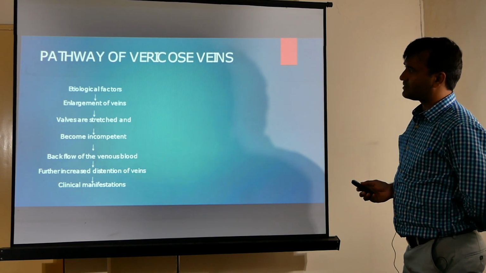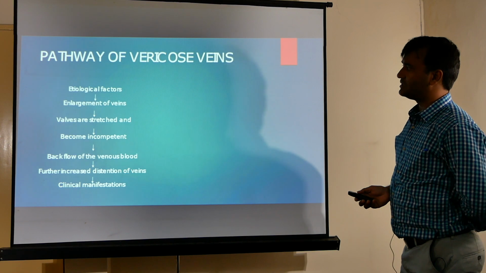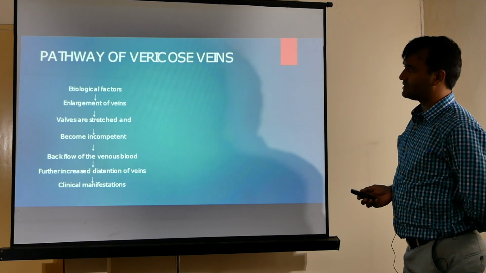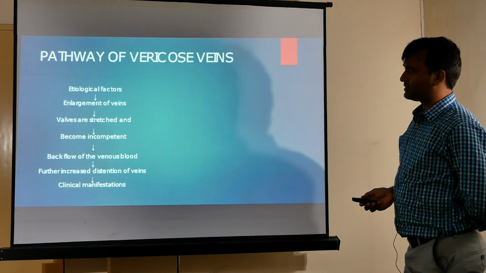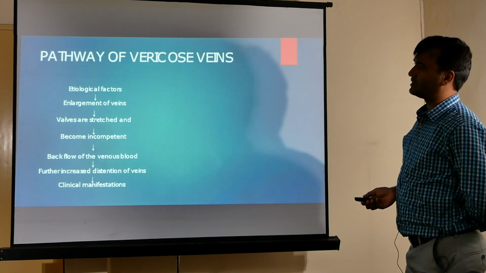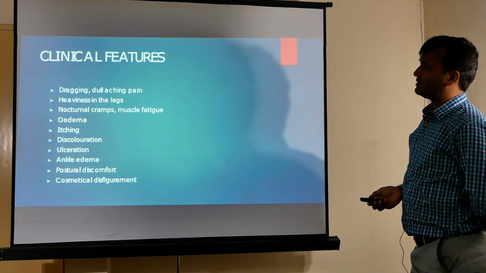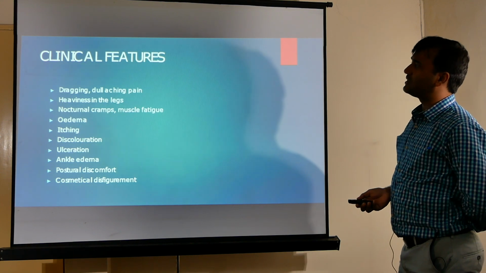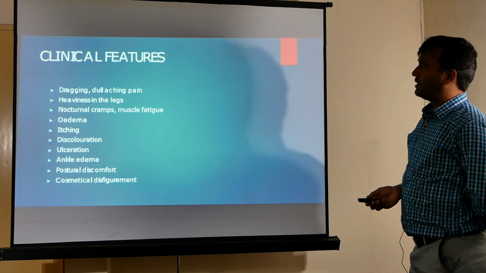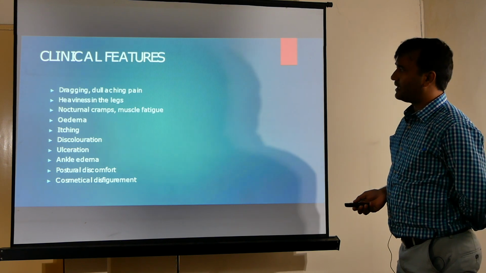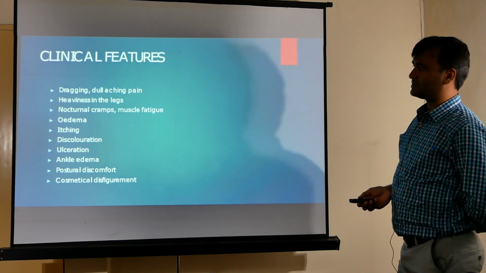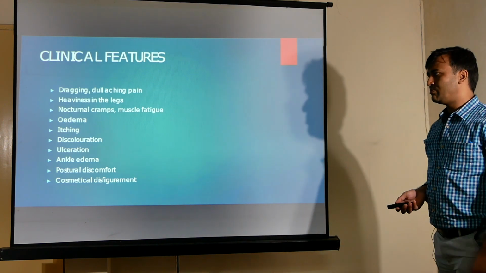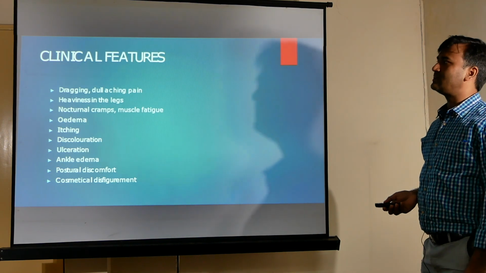The etiological factors cause enlargement of veins: veins are stressed and become incompetent. Backflow of the venous blood further increases distension of the vein, and the clinical manifestations come. The clinical features of varicose vein are dragging, dilating pain, heaviness in the leg, nocturnal cramps and muscle fatigue, edema, itching, discoloration, ulceration, ankle edema, postural discomfort and cosmetic disfigurement.